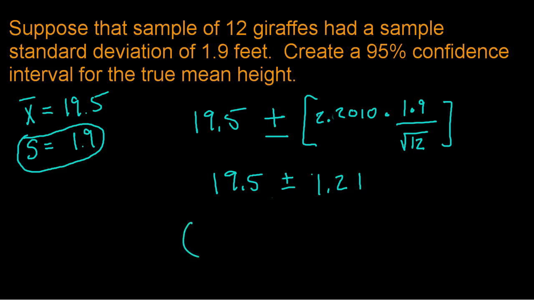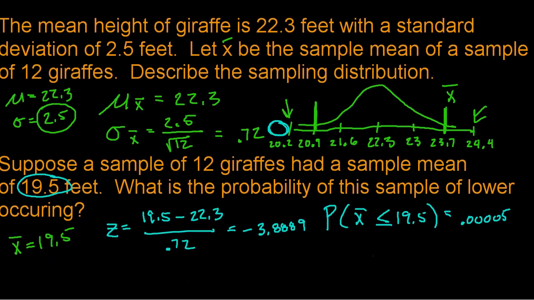All right, so now I can create my interval. I could take the 19.5, go down 1.21, and I get a mean as low as 18.29. And then I could take the 19.5, go up 1.21, and I get as high as 20.71. So I'm 95% confident that the true mean height of a giraffe is somewhere between 18.29 feet and 20.71 feet. But guess what? I'm wrong. Remember, the true mean was 22.3 feet.